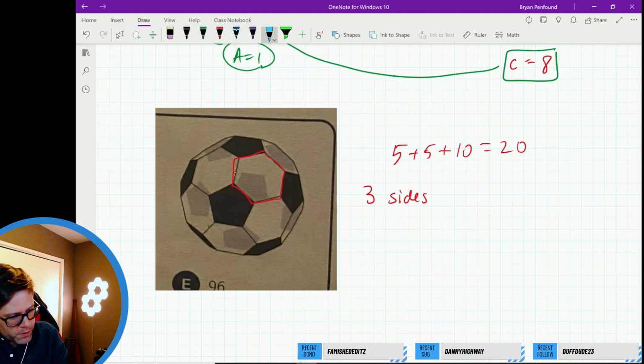Let's do it in blue so it's easy to see. So 3 of these sides on 20 such items.